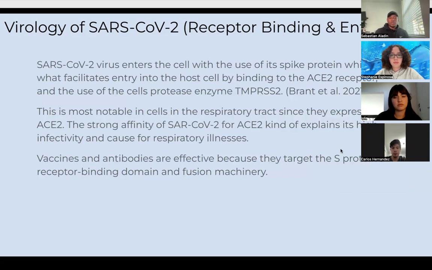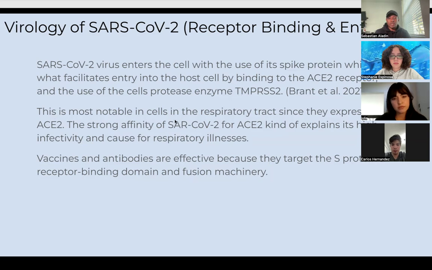This is how COVID-19 binds and enters your cells. It enters the cells using its spike proteins, which bind to your cells' ACE2 receptors. It also uses your cell's protease enzyme TMPRSS2, which cleaves the spike protein to allow entry into your cells.